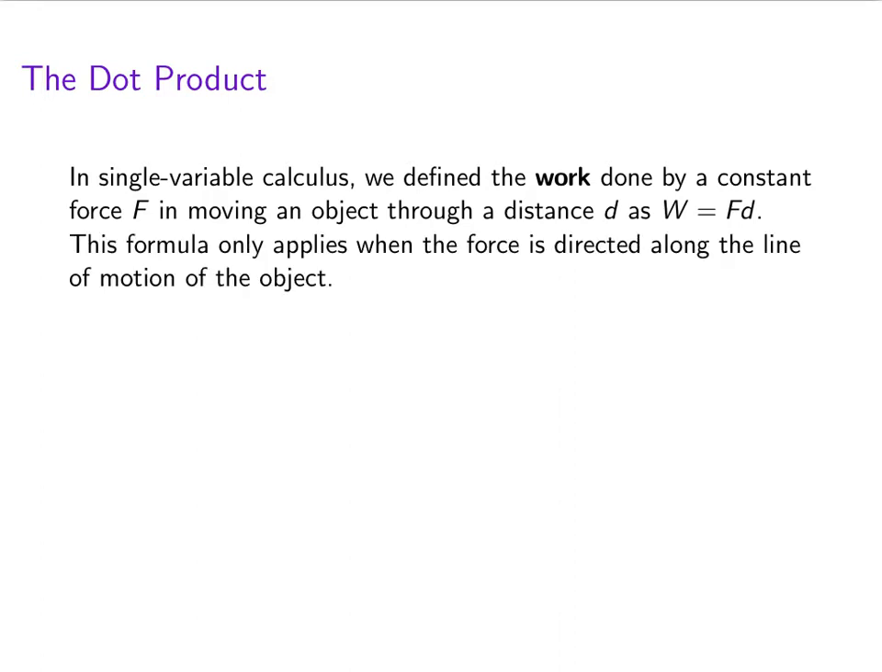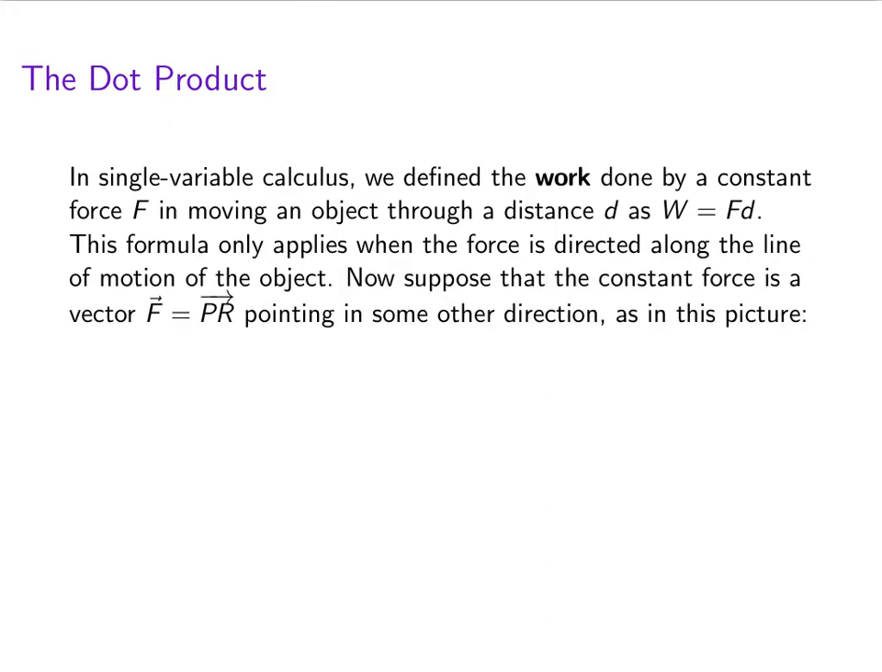Now this formula only works when the object is moving in the same direction as the force. Now, we're going to suppose that we have a constant force pointing in some other direction than the motion of the object, as in this picture. So here, the object is moving along a vector from P to Q, but the force is directed in some other direction. Now this happens all the time. Imagine if you're pulling a wagon with a handle that's directed away from the ground. The wagon is moving horizontally, but your force may be directed away from the ground.